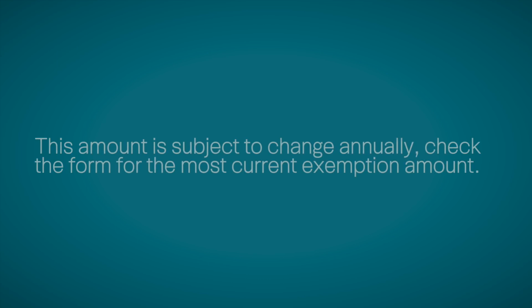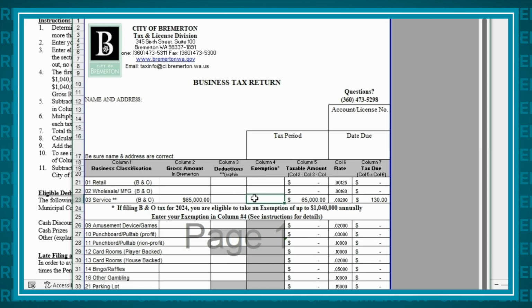For exemptions, the City of Bremerton automatically allows any business within the city to qualify for a yearly exemption of up to $1,040,000 for retail, wholesale, manufacturing, or services. This amount is subject to change annually. Check the form for the most current exemption amount. If your gross revenue is less than or equal to the allowed exemption, your exemption will be the same amount as your gross. By inputting this, the form will automatically remove the taxable amount, making this form a zero filing.